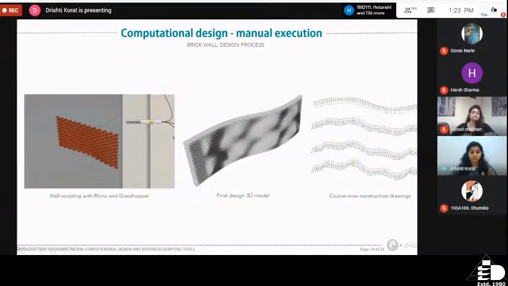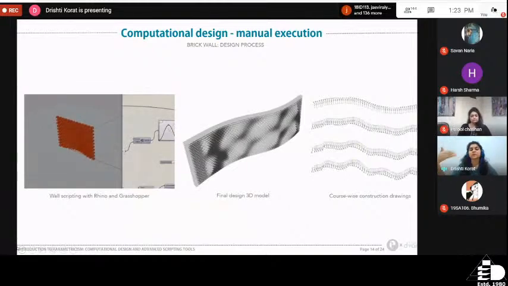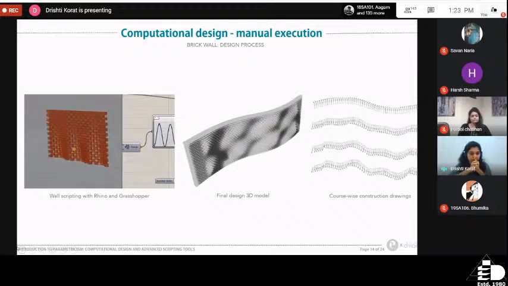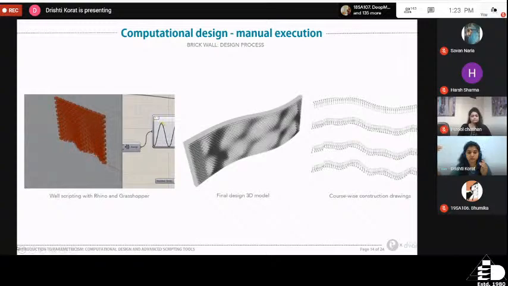Further on, we could also look at different methodologies. So those were the tools, but what are the methods? Here is an example of a brick wall that we designed. On the left, you can see that we've scripted the entire design. As and when I change the curves that it has to form in Grasshopper, I can immediately see a change in Rhino, and those waves keep shifting.